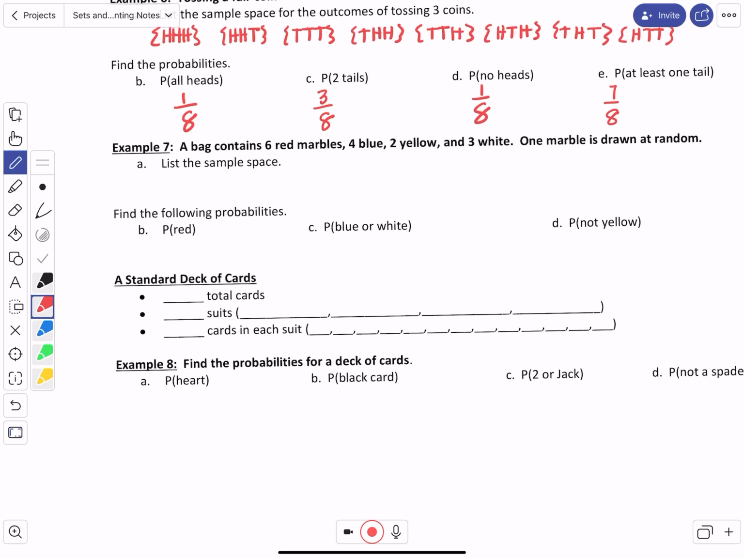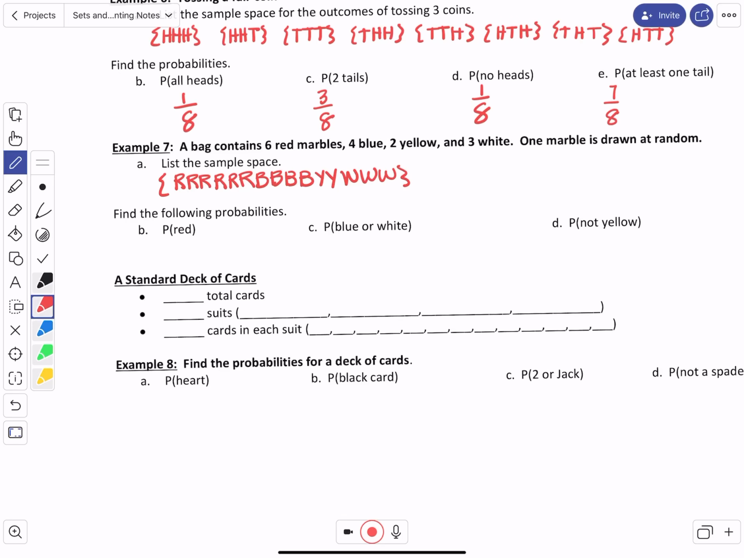Okay. A bag contains 6 red marbles, 4 blue, 2 yellow, and 3 white. 1 marble is drawn at random. List the sample space. So your sample space is going to look like this. You have 6 red. So you would do 6 R's. You would do 4 B's. You would do 2 Y's. And 3 W's. That would be your sample space.